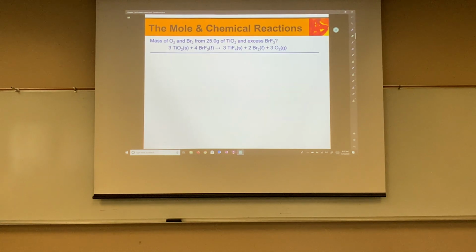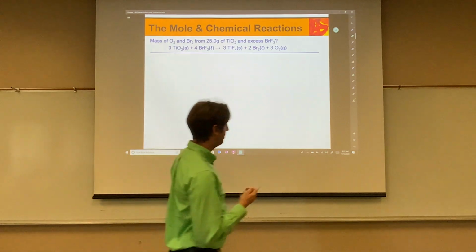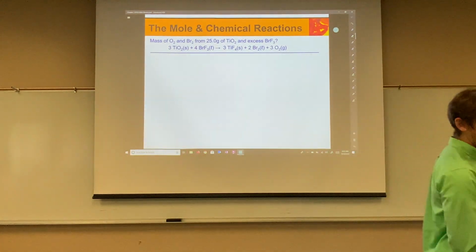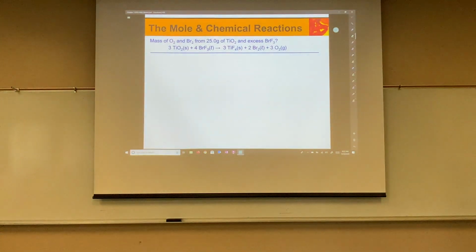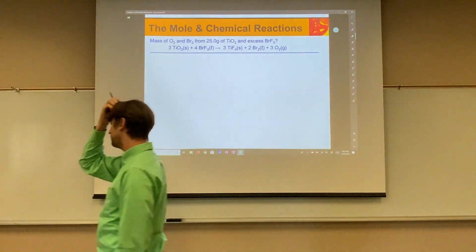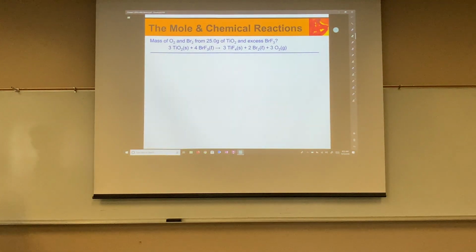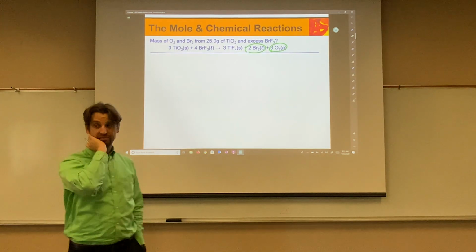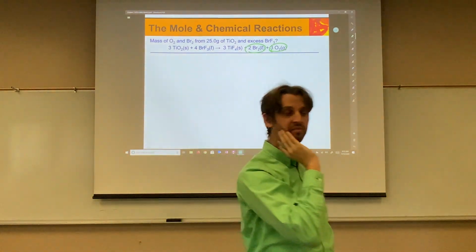So if we condense everything down, that's basically what this question becomes, right? Start out with 25 grams of the TiO2 and excess of BrF3. Okay, I see. And it's asking us to figure out how much O2 and Br2 get produced, right? That's what it means.